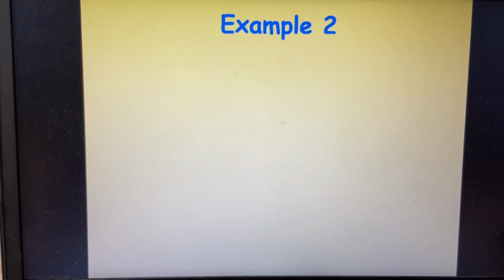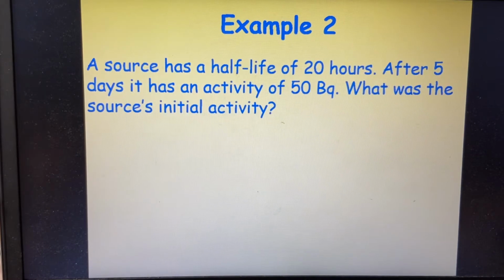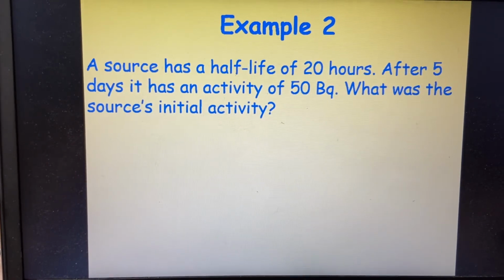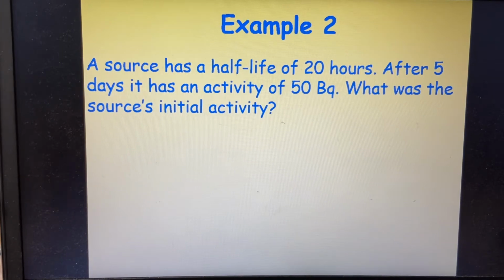Okay, example 2, it says a source has a half-life of 20 hours. After 5 days, it has an activity of 50 becquerels. What was the source's initial activity? Now, because we're trying to work out the initial, rather than halving it, we're going to have to go back the way, so we're going to double it.